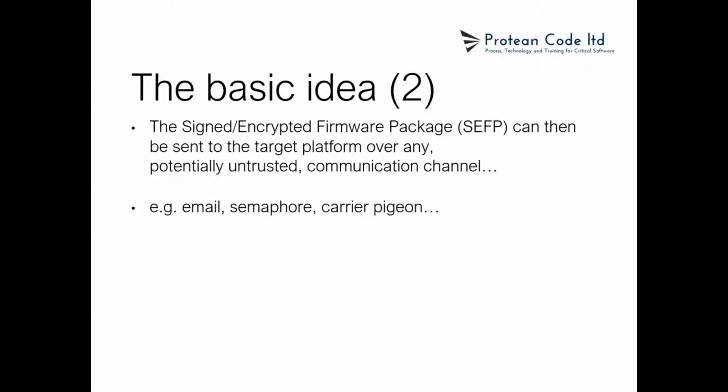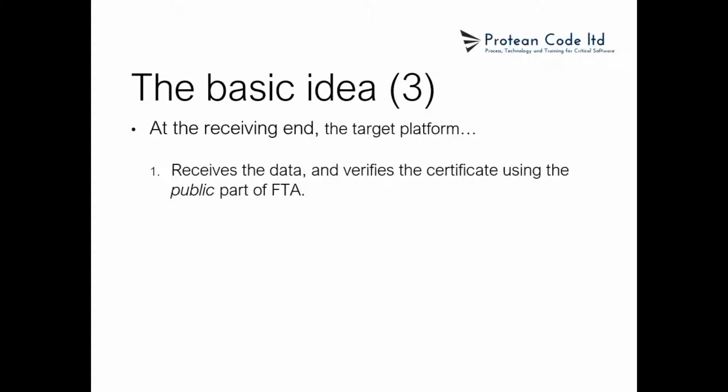You can send it over any communication channel, so a carrier pigeon or email or whatever. Hopefully a totally unsecured channel. That's the idea, obviously. At the receiving end, the target platform, which might be a laptop, might be an embedded system, an aeroplane, IoT device, whatever, receives the data. Okay, it verifies the certificate. It uses the public half of the signing key. The signing key is called an FTA. It's called a firmware trust anchor in the geeky terminology. So using the public part of the trust anchor, you verify the certificate.